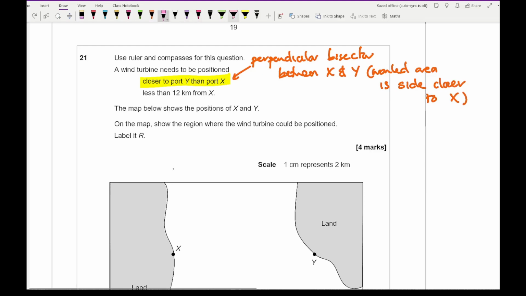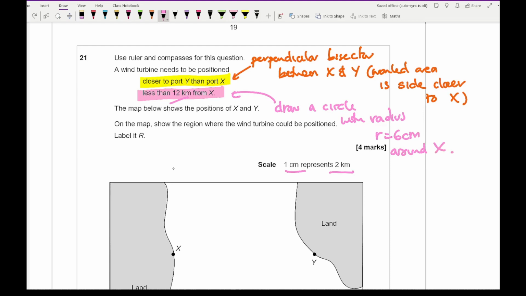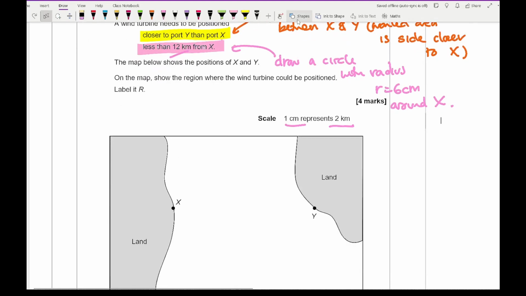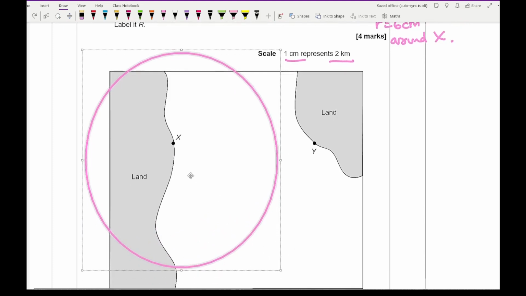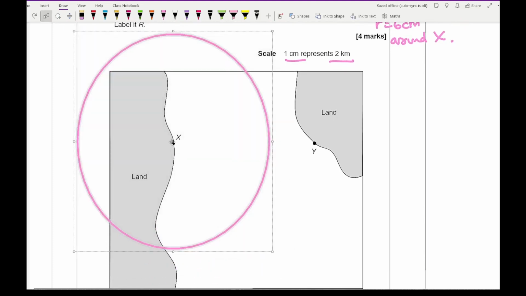Then with regards to this step here, I need to draw a circle with a radius of, now if 1 centimeter represents 2 kilometers and it's 12 kilometers, it's going to have a radius of 6 centimeters around x. So what you should have is, and it's going to be a bit difficult to do it on here, but what you want to do is draw 2 arcs. Now preferably you want to have them where the center is at the 2 points.